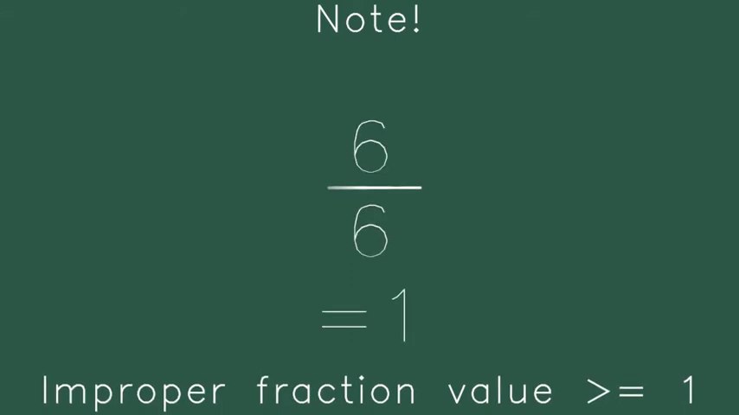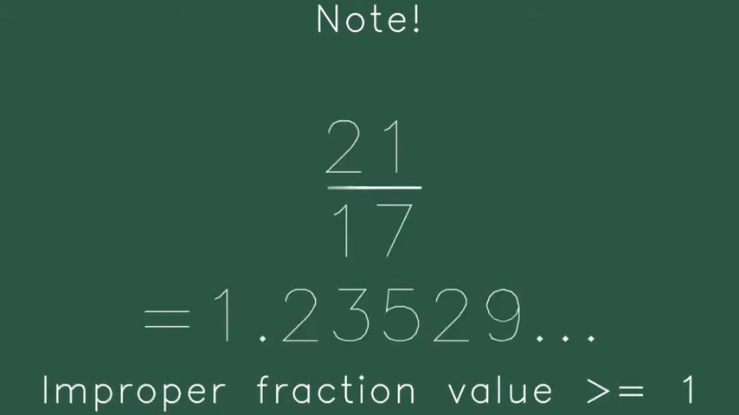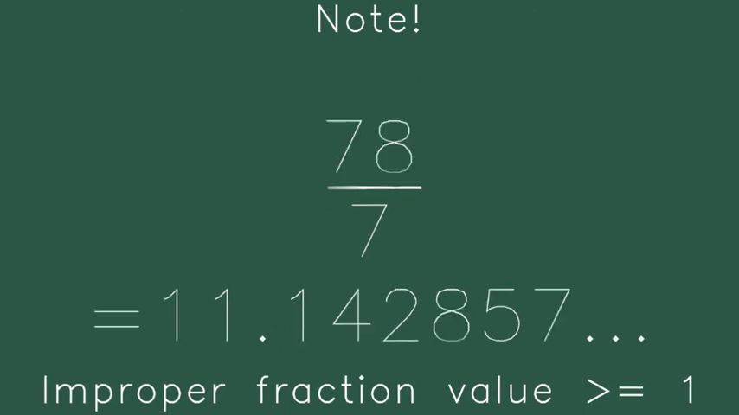For example, 6 by 6 is equal to 1, and we have 21 over 17, which is equal to this number. Now as you can see, it is bigger than 1. 78 by 7 is quite a bit larger than 1, it's 11.142857. And the reason why I can say this with certainty is because of the way it is defined. Because I said that the numerator has to be bigger than or equal to the denominator, this is going to be the case.